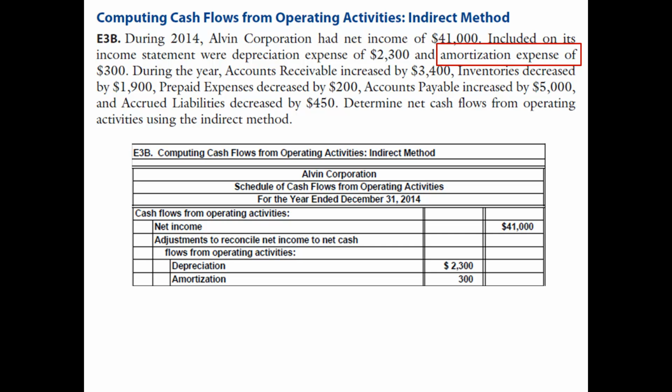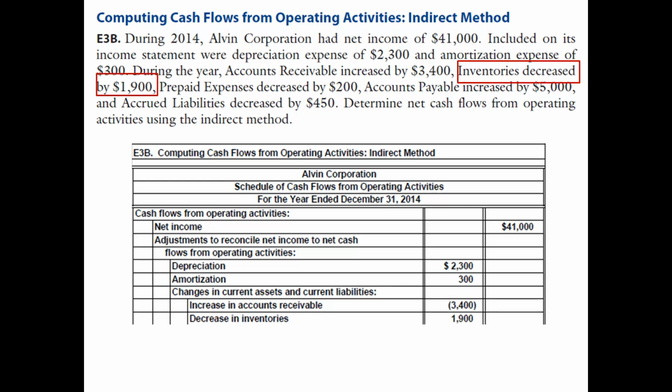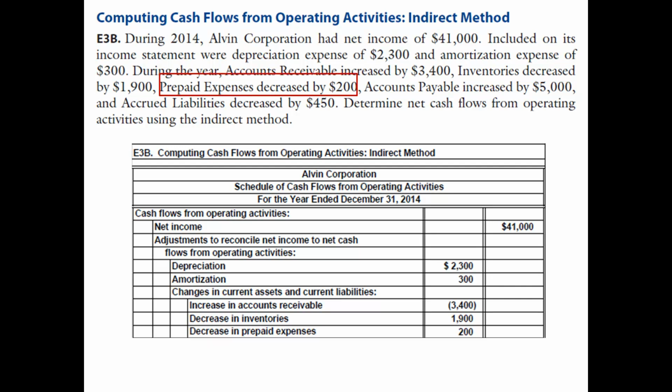So now we're going to look at our changes in current assets and current liabilities. So changes in current assets and current liabilities, we always start with our current assets. We have an increase in accounts receivable, so that is subtracted out. We have a decrease in inventory, so that is added back in. We have a decrease in prepaid expenses, which is an asset, so that is added back in.